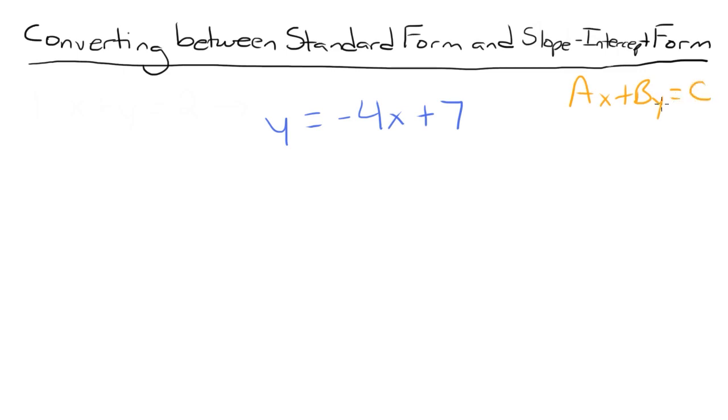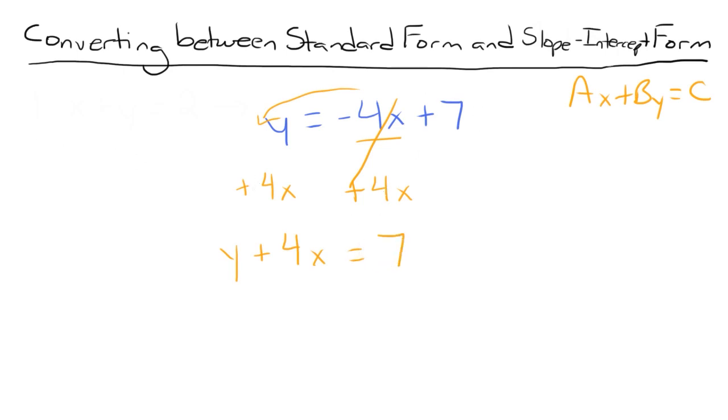To convert to this form, all we have to do is bring our x terms to the left side of the equation. Then we'll make sure our a value is positive and both our a and b values are whole numbers. So to move this x term to the left side of the equation for this problem, we're going to add 4x to both sides. Our 4x's will cancel out on the right side. And on the left side, we're left with y plus 4x equals 7.